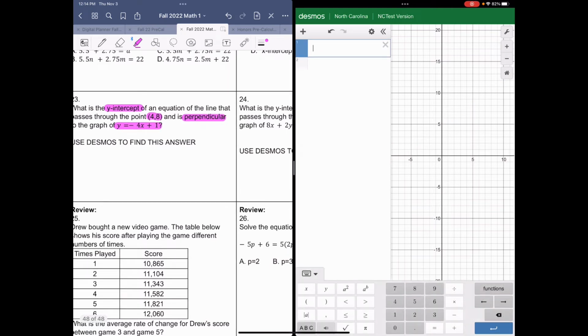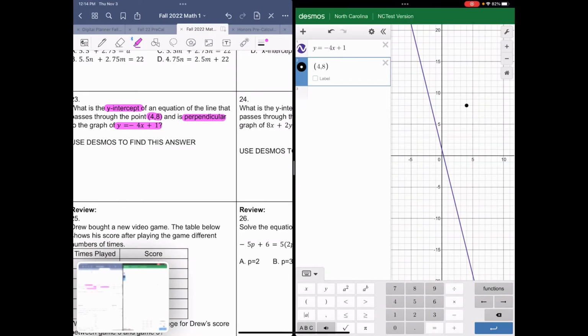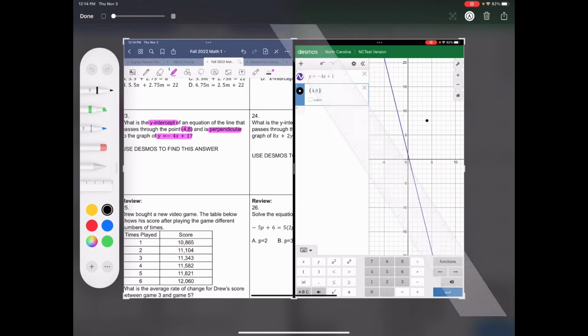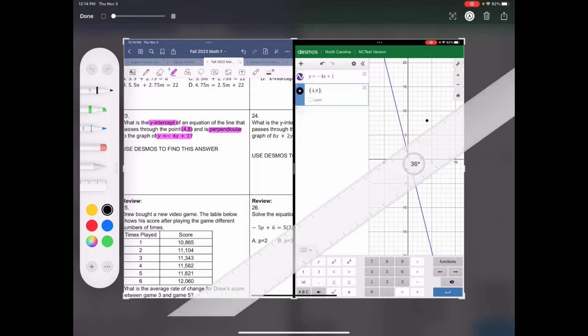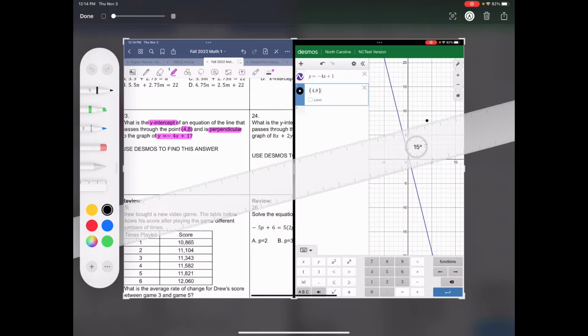So I have y equals negative 4x plus 1. That's my original. And then I have 4, 8. So if we want it to be perpendicular, all right, so I'm going to screenshot this for a second so you can kind of visualize it. If we want this to be perpendicular, I can kind of look at my ruler here and make it about as straight as I can possibly get to that point and make it a perpendicular line.